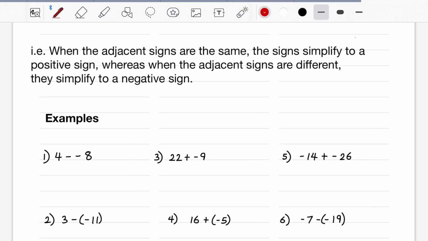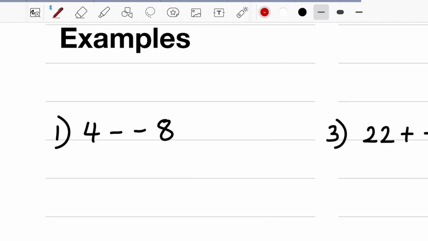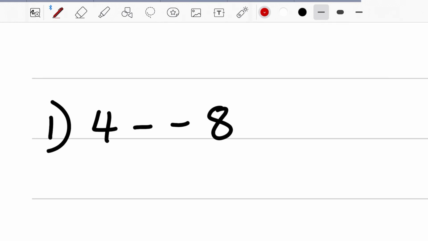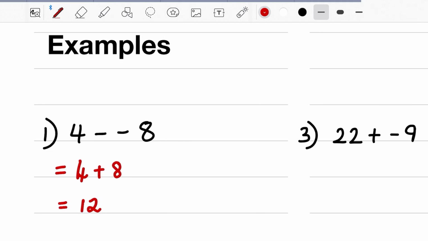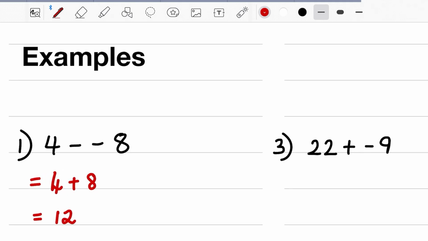For example 1, we have 4 minus minus 8. Okay, so these negative signs are right next to each other. So we can't evaluate those yet, we need to simplify them. Since they are two negatives, they'll become positive. So we'll end up with 4 plus 8. And that answer is 12. So as you can see, once we get to this step, the rules for addition and subtraction of directed numbers that we had been using before now apply, and we can evaluate our answer.